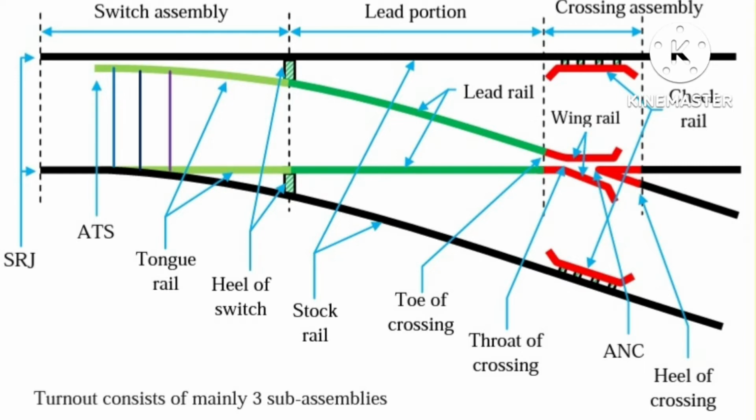The points or switches give the facility of diverting vehicles, and the crossing provides a gap in the rails to be crossed by flange wheels. A complete set of points and crossing along with the lead rail is called a turnout.